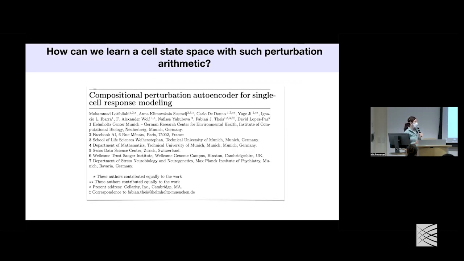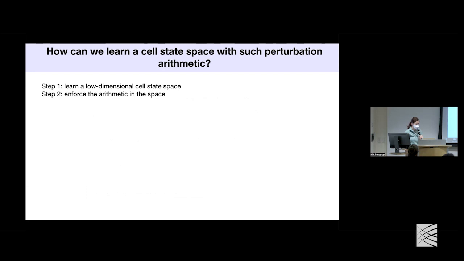So, one way is described in this paper, compositional perturbation autoencoders. There are basically two steps. In the first step, we are going to learn what the low dimensional cell state is. In the second step, we are going to enforce that we have this arithmetic in the space, where similar perturbations add together and do all these things. So first, let's talk about how we actually come up with this latent cell state space.